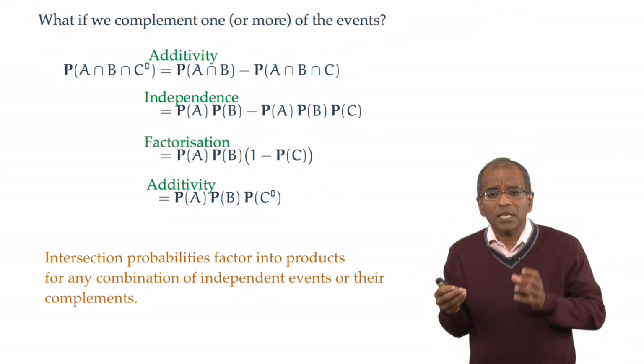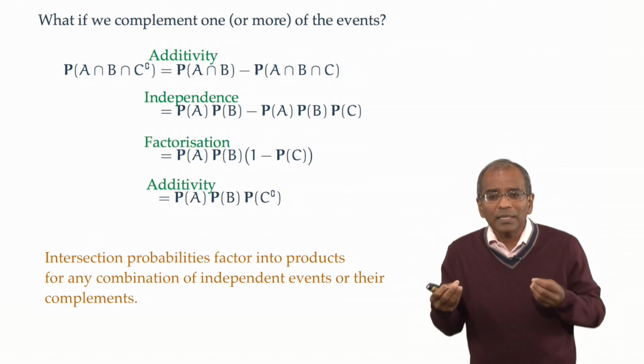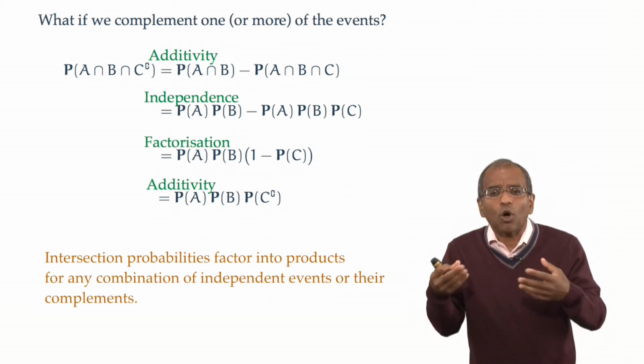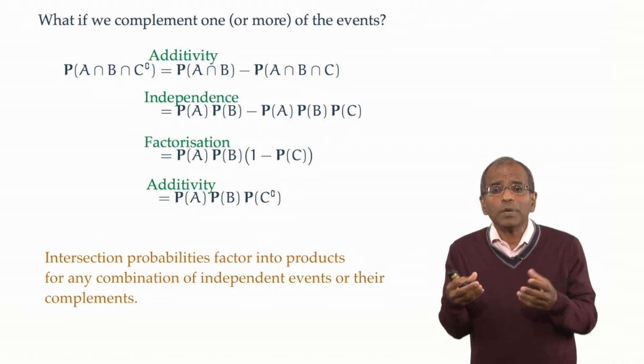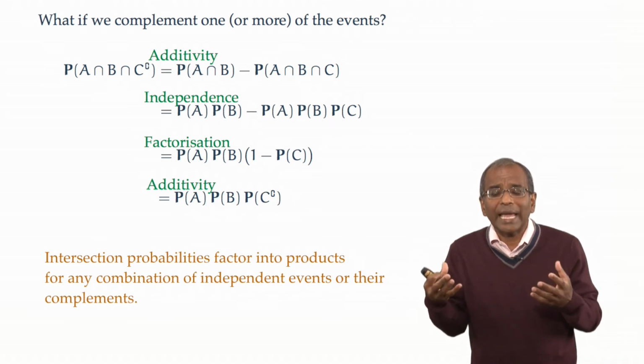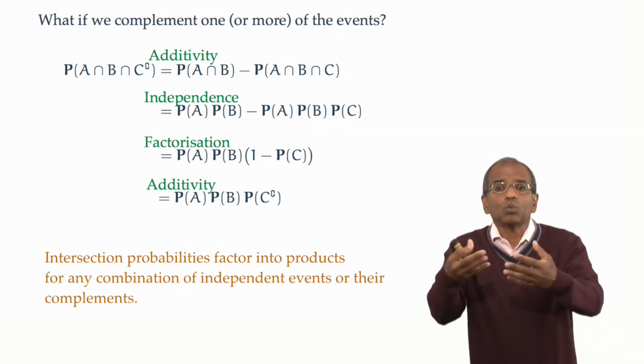Very natural and very intuitive. If A, B, and C are independent events in the sense, in ordinary language, that they do not impact or affect each other, then replacing one by a complement or 2 or all 3 by complements again should not allow them to influence each other. And indeed, this is what we have discovered.